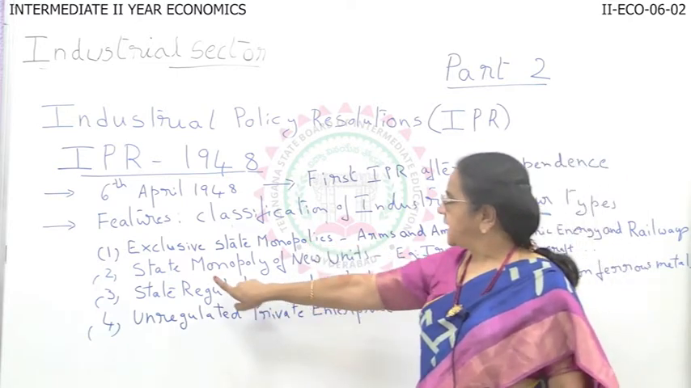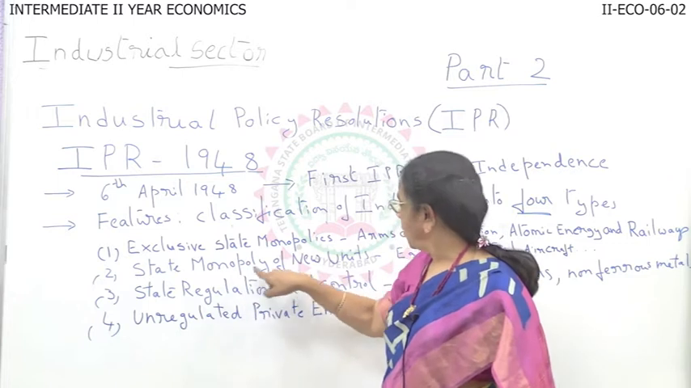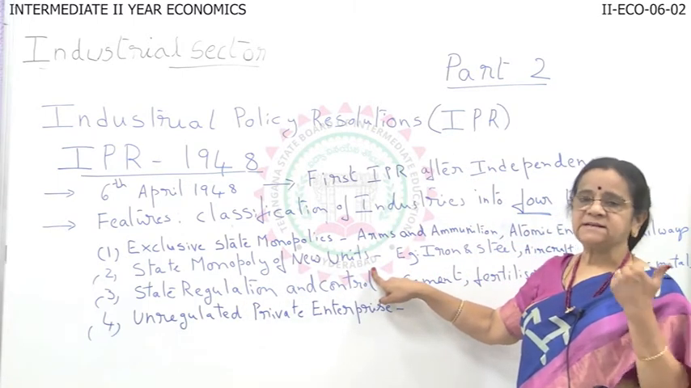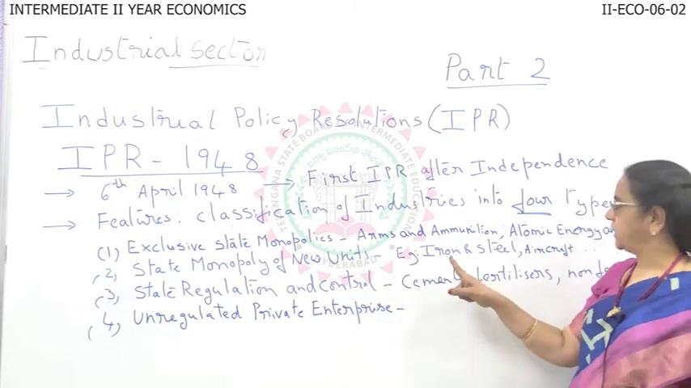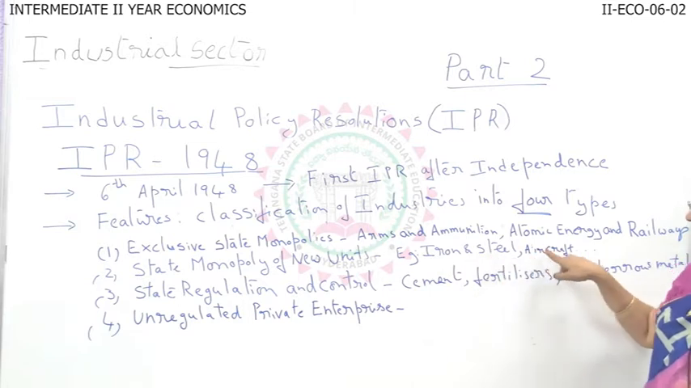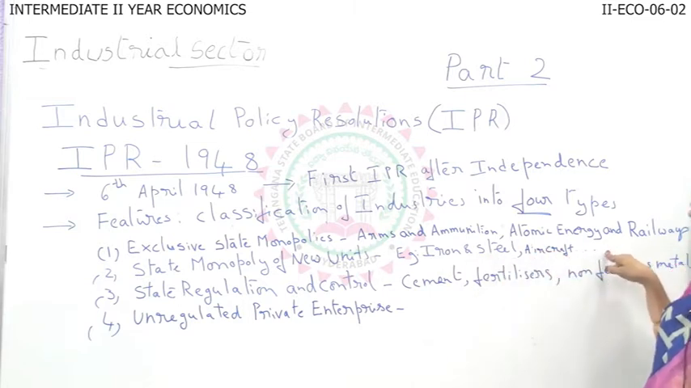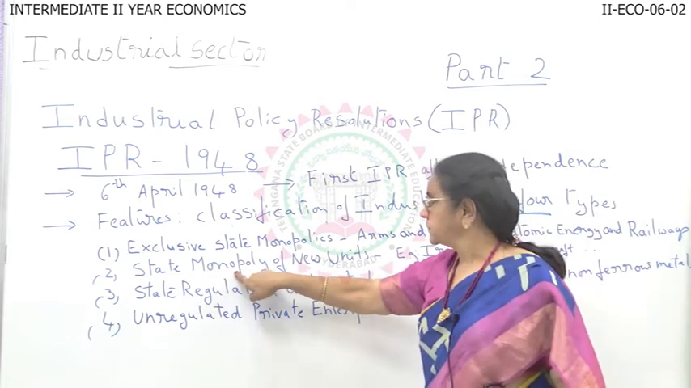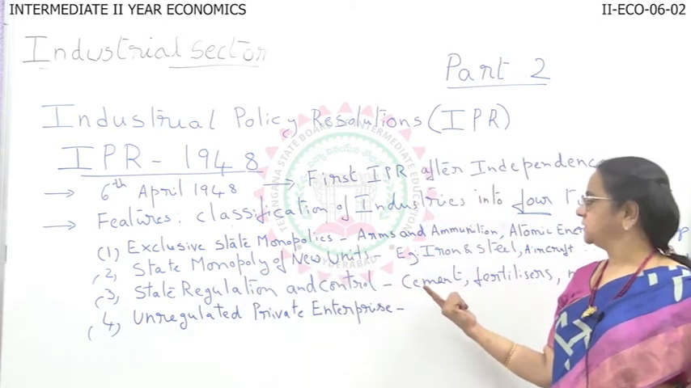Then, second category, state monopoly of new units. So, new units in this category, which included very important industries like iron and steel, aircraft manufacture, shipbuilding, and so on, would be set up henceforth, that is after 1948, by the central government. So, these would be state monopoly in future.